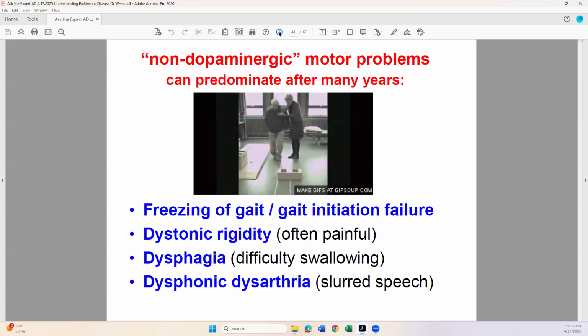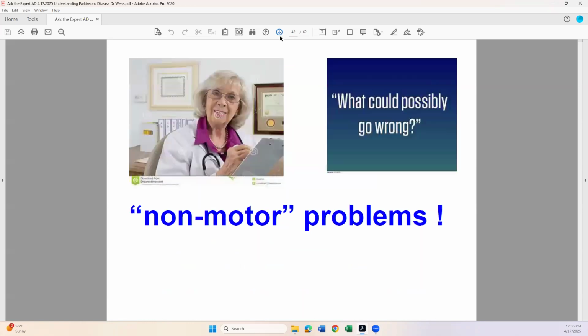And once again, fortunately, we have speech therapy, we have physical therapy, we have ways of trying to get around these problems, but these are not problems where medication or surgery is likely to help. Next slide, please.